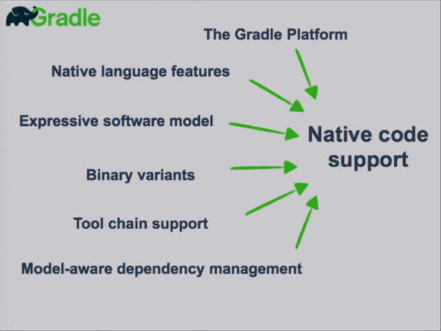Toolchain support is really important to our native support, and we've added some toolchain support, and it's something we plan to expand on and make a lot richer in the future. And finally, dependency management, but not just dependency management, but model-aware. We have this expressive software model, and dependency management is such a fundamental part of building software, so we've developed dependency management that's deeply tied into the model that you develop. I'll talk about that today too. That's just a high-level list of the things I'm going to try to cover today.